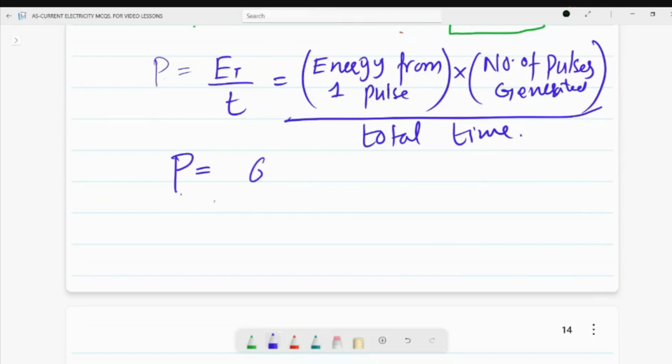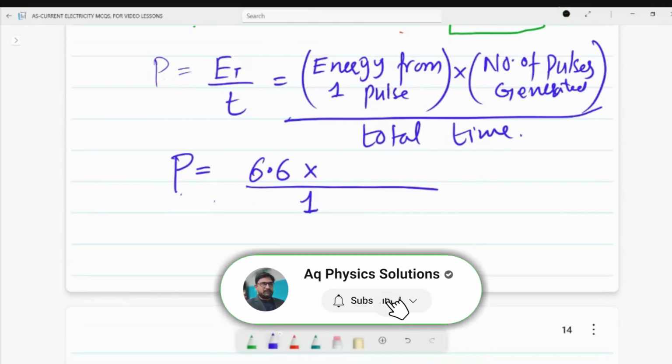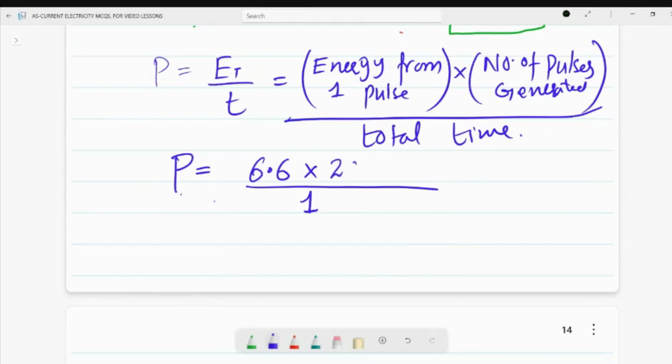Energy from one pulse is 6.6 joules. And how many pulses are there in 1 second time? Because total time is 1 second. So let me mention time first. So it is 1 second, and then I have 200 pulses. How many pulses do I have? 200 pulses in 1 second. So let's check how much power is being produced.